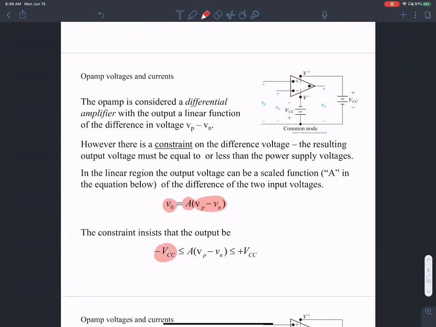But then there are limits. The output can only go as low as the negative power supply and as high as the positive power supply. So think of this as the ceiling, and think of this as the floor.